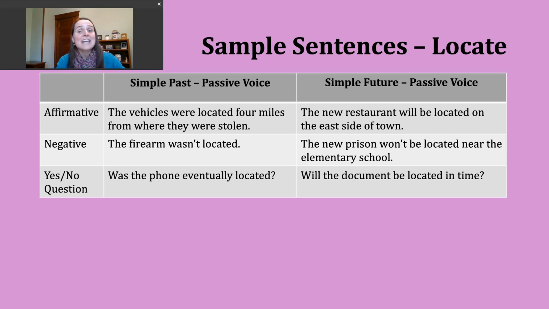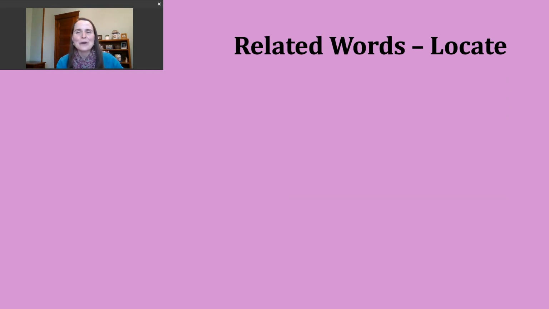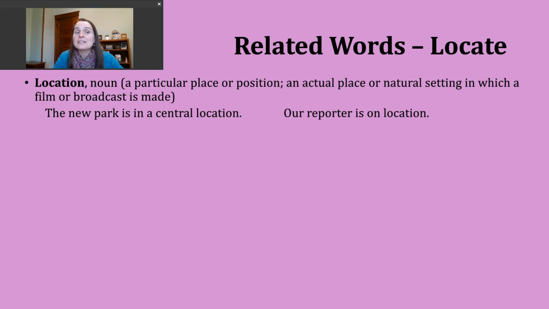Now, let's move on and talk about some words that are related to our verb locate. The first word we're going to discuss today is the noun location. This noun can be used in a couple different ways. We're going to talk about two. One way to use the noun location is to refer to a particular place or position. An example of this might be, the new park is in a central location. So this is suggesting to me it must be kind of in a center of town, maybe near many homes, something like that. It's not going to require a lot of people to drive a long way to get to the park.